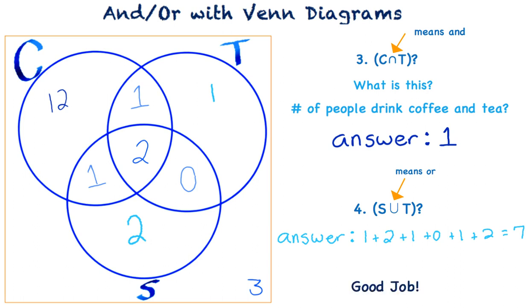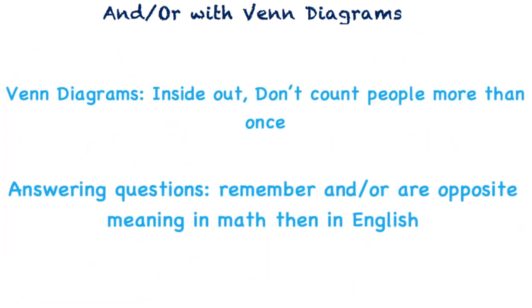I think you might have this. Just keep practicing, and before you do, what part do you feel is the most important to remember? It helps to see the data in a Venn diagram, and with the Venn, work from inside out and do not count the people more than once. Then, when I am answering a question, remember and or in math means the opposite of what they do in English. I agree. Those are very important to remember.